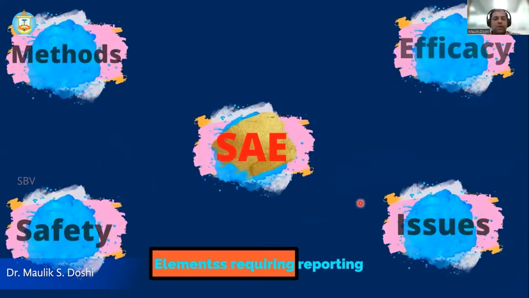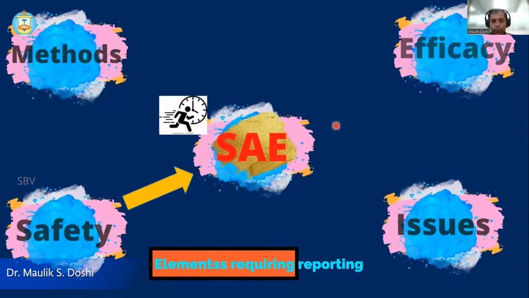Now there are several things which we typically report in a clinical trial. Methods we report on the DCGI, CTRI website. We also report in various publications: efficacy, safety, and several issues if one faces them. All these things are reported in various ways. Now, out of these, there is one element which is very central in reporting, and it holds great importance from the timeline point of view, right? That is SAE reporting.